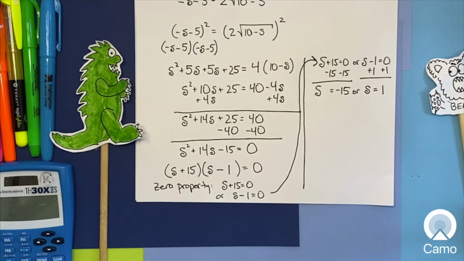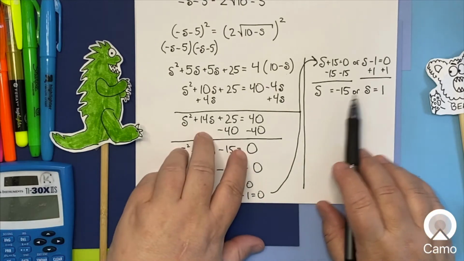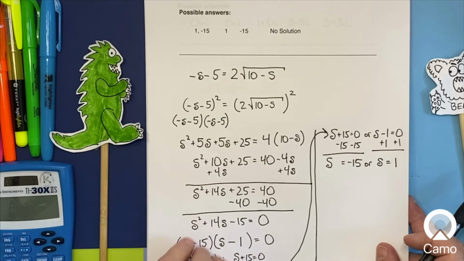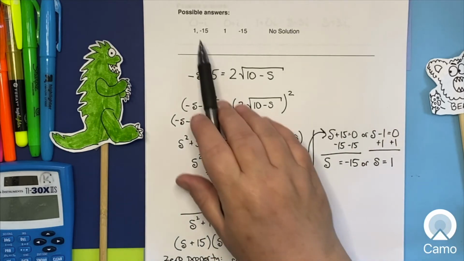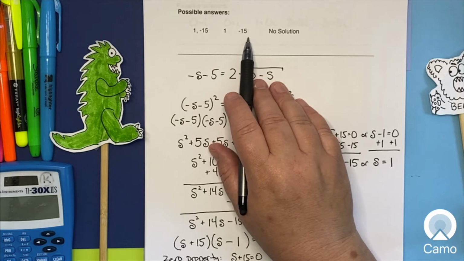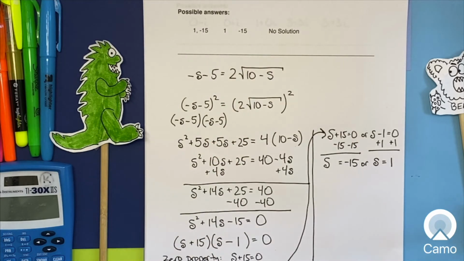So I've got two answers, S equals negative 15 and S equals 1. And you'll notice right up here, the possible answers are 1 and negative 15, 1 or negative 15 or nothing. And that is a hint.